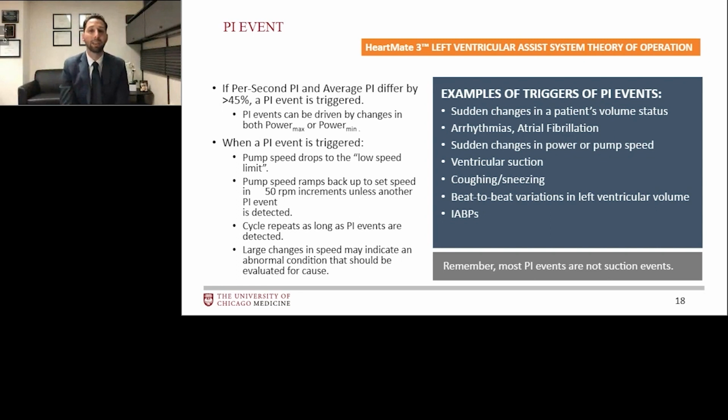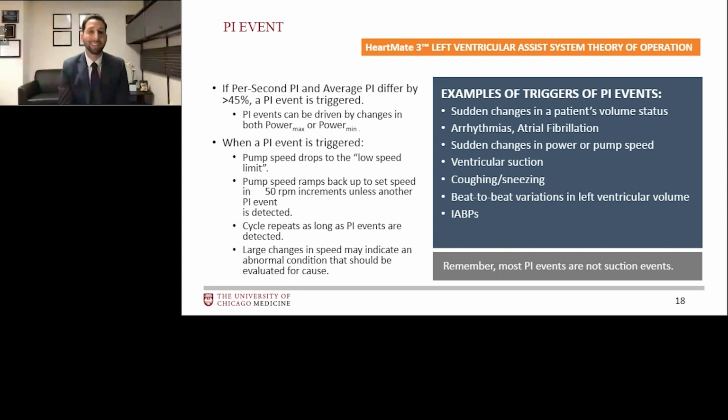Important to point out that only a small minority of PI events are actually due to ventricular suction. The great majority are actually due to relatively clinically benign scenarios. So anything that can cause an abrupt change in preload or afterload has the potential to trigger a PI event. The most common things are, for example, an abrupt change in preload from a position change. If a patient were to roll onto the right side and maybe transiently occlude the IVC, this could lead to a preload change. Premature beats, PACs, PVCs will also lead to changes in preload. And then abrupt changes in afterload, such as a cough or a sneeze, can also trigger a PI event.